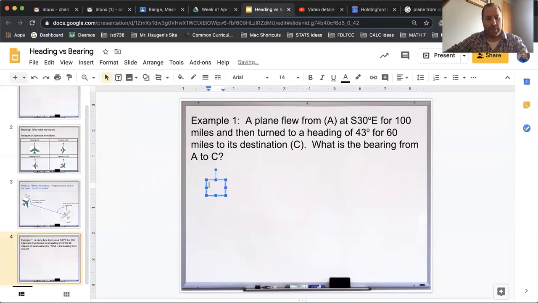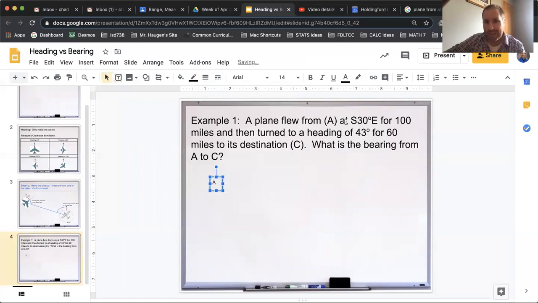I'll just put an A in. Oops, let's make that capitalized. There we go. Now my caps lock button works. So we're just going to go from here, and I'll put some bars around it so we can see that. So we're going to go from A to B, then to C. So it's moving here for 100 miles, then it's turning and going to its final destination.